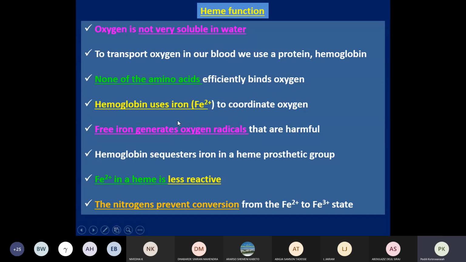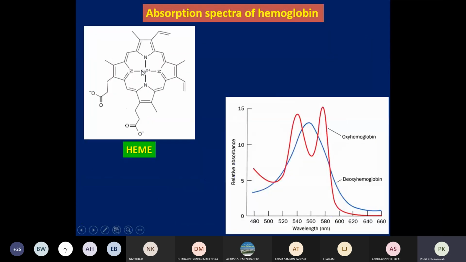And in hemoglobin also, the iron is highly sequestered. You can see here that the iron is not freely present. It is highly sequestered in between the pyrrole ring systems.